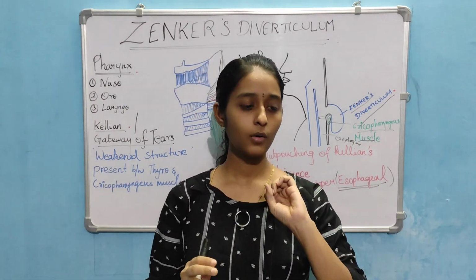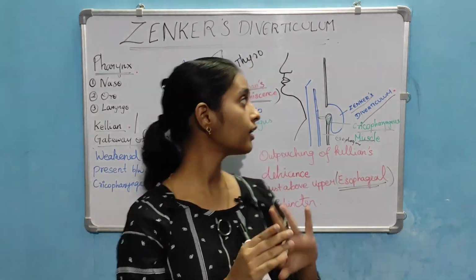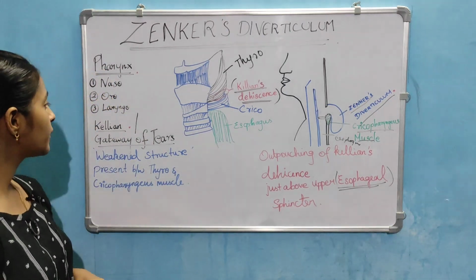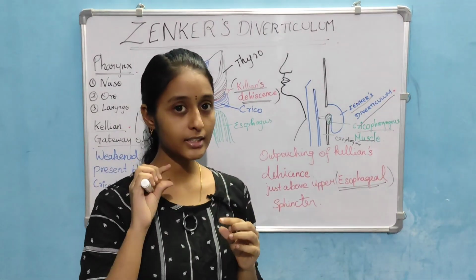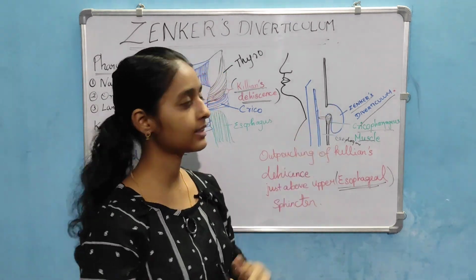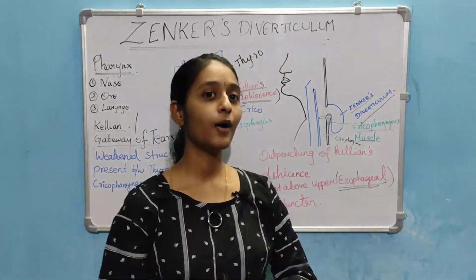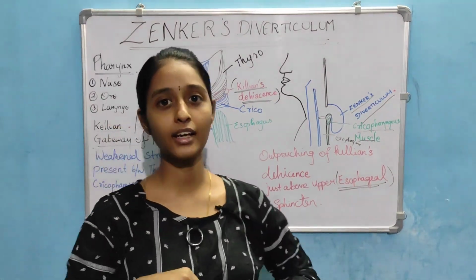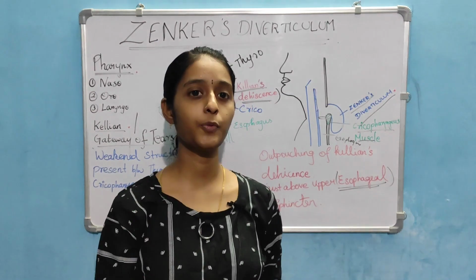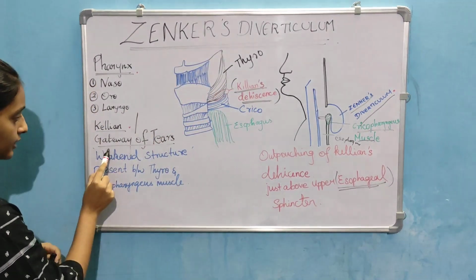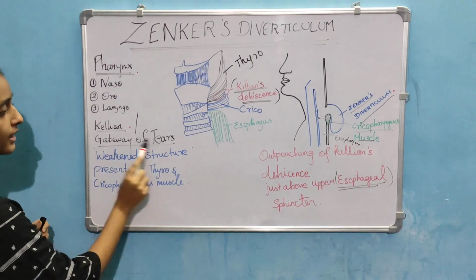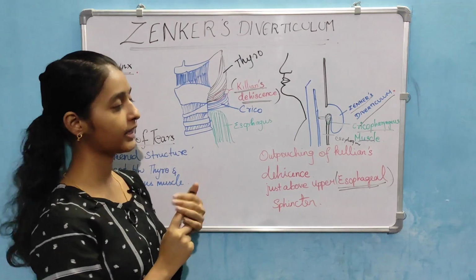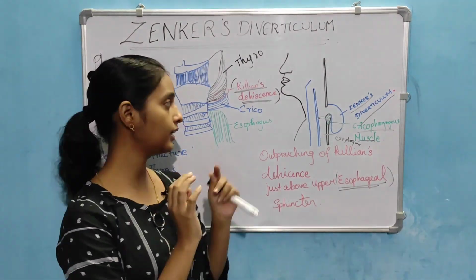Now we know the three parts of pharynx: naso, oro and laryngo. Here we go with some important structure where Zenker's diverticulum occurs. What is the important structure? It is Killian's dehiscence, also known as the gateway of tears. By this structure we can understand Killian's dehiscence.